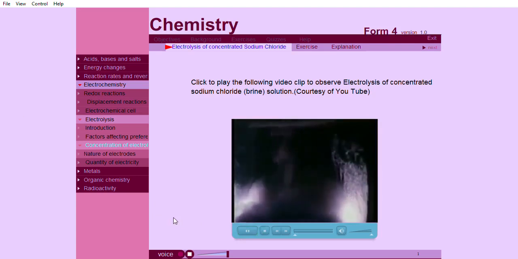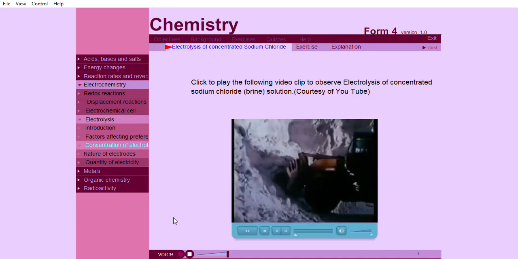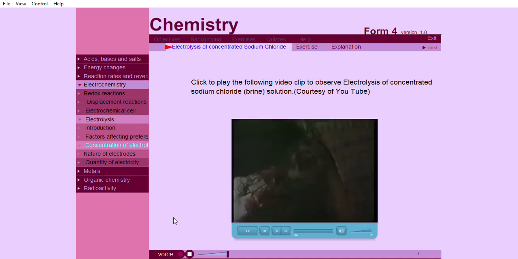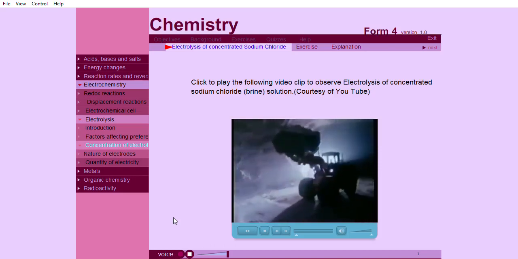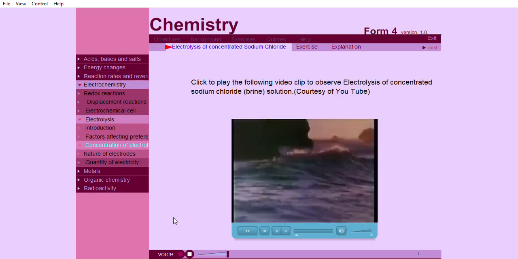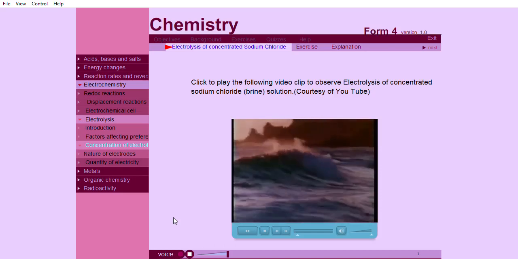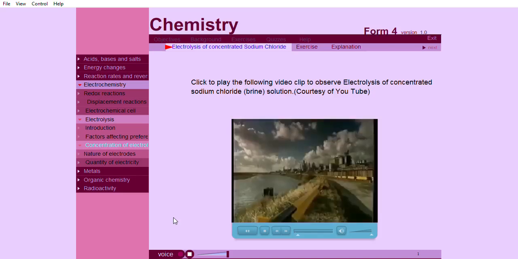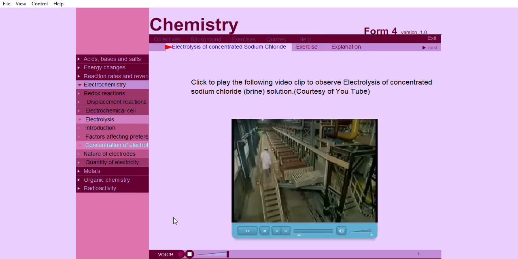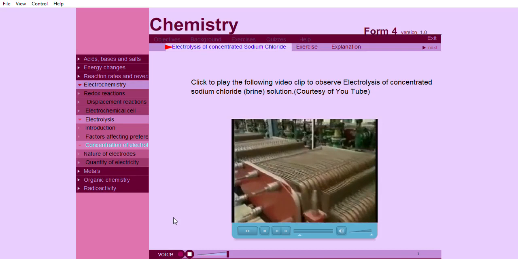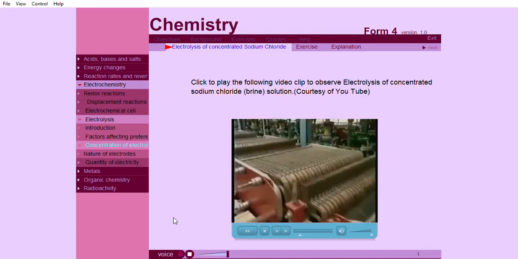Sodium chloride is one of the world's cheapest and most widely available raw materials. It's found as rock salt in vast deposits underground, and it's dissolved in all the oceans of the world. The electrolysis of sodium chloride solution is an important industrial process. Mix the salt with water, pass an electric current through it, and a variety of useful substances are produced.